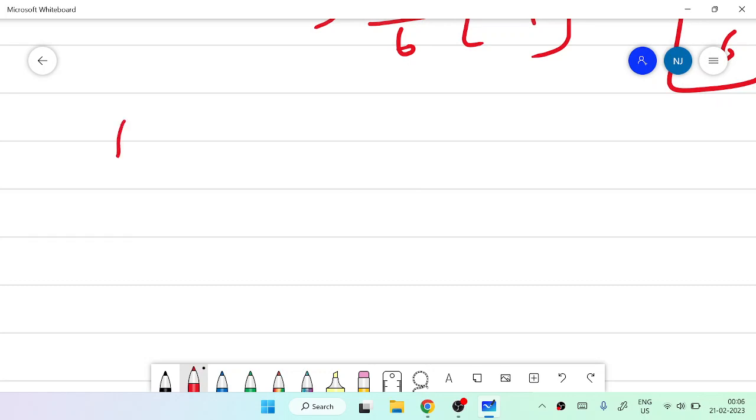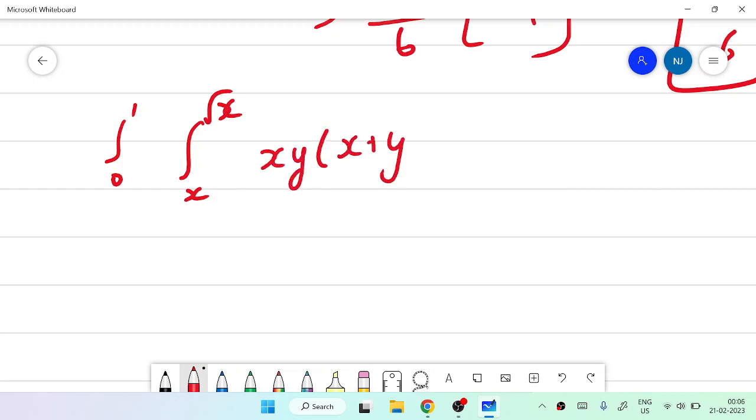Finally, I'm going to do one problem, and then I'm going to wind up this video, which is integral over 0 to 1 and integral over x to root x of xy into x plus y into dx into dy. This is your question.